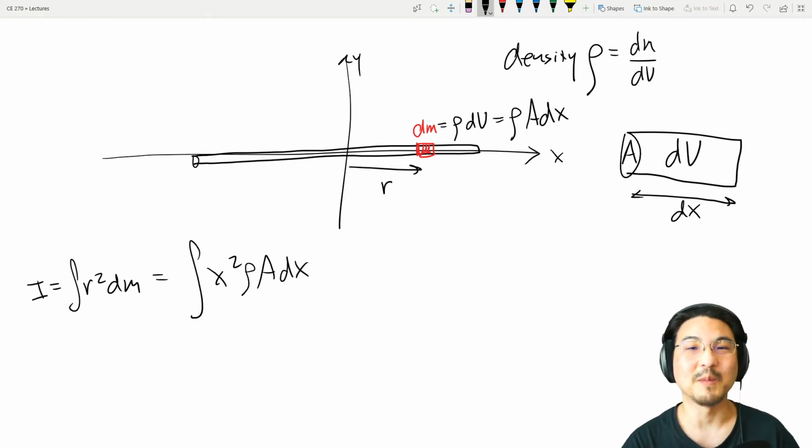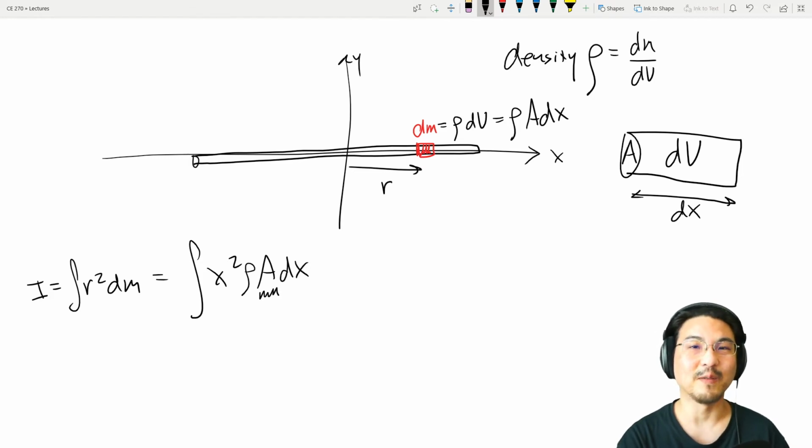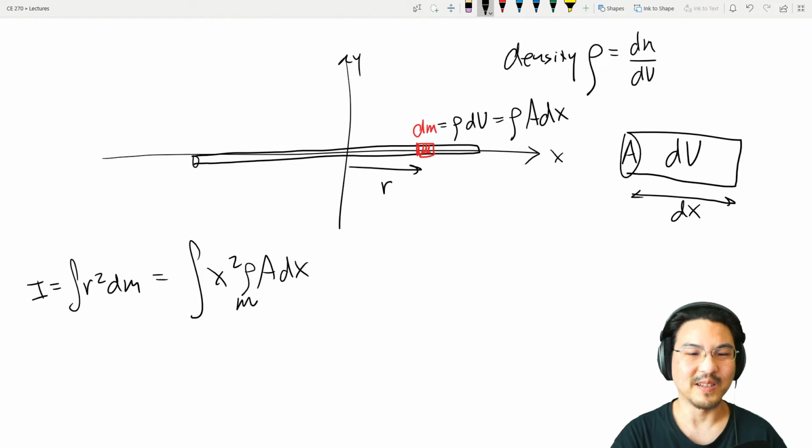Okay, now let's make some assumptions. Let's assume, because this is a slender bar, it has the same cross-sectional area throughout its entire length. So the area is constant, meaning we can take it out of the integral. Let's also assume that it's homogeneous, so it's the same density throughout. So the density we can also take out of the integral.